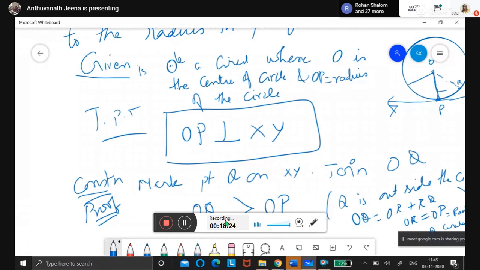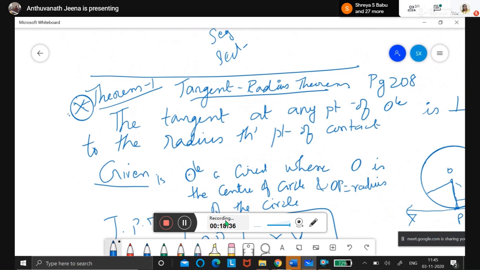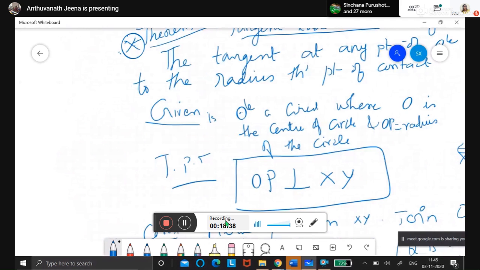So remember the tangent radius theorem. First you write it 1 time in your classwork and 3 times as homework. And then you do exercise 10.1. One of you read 10.1. We'll just discuss 10.1.